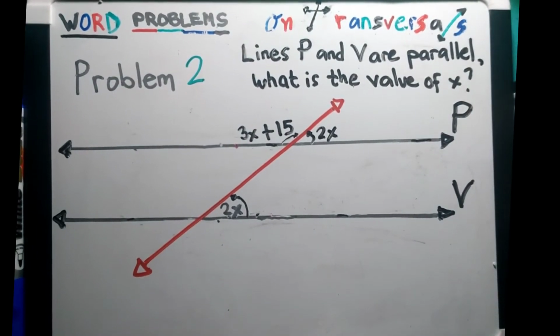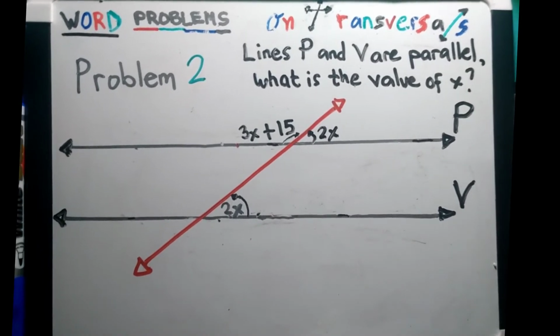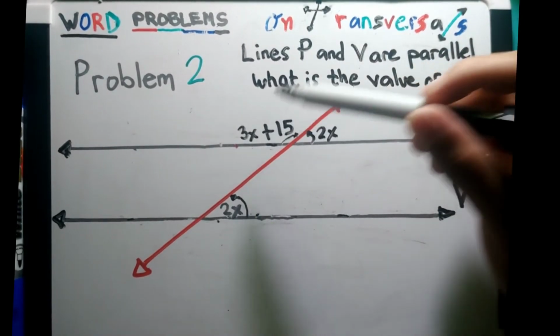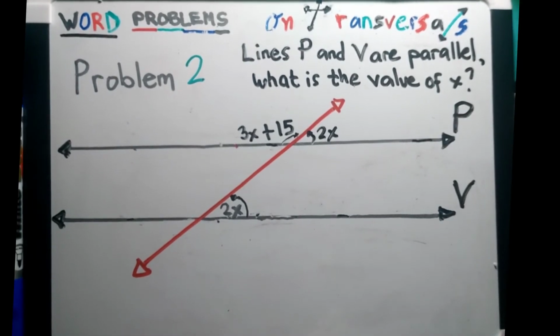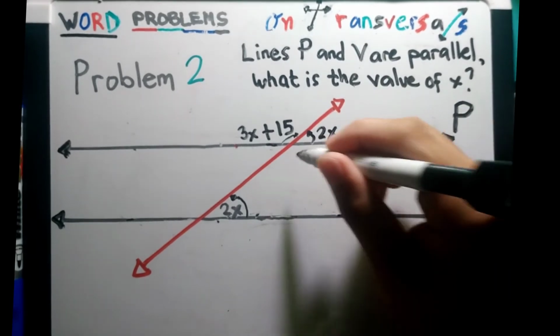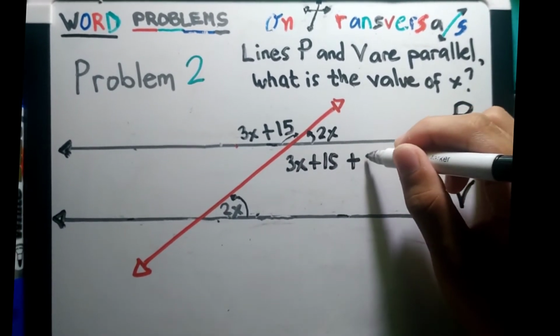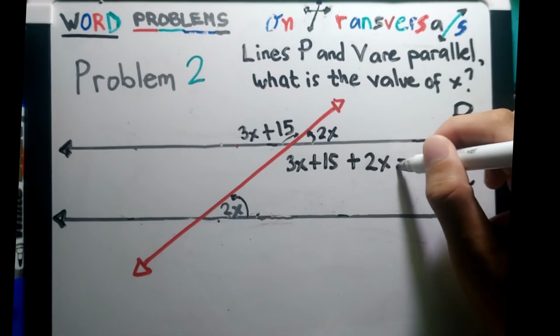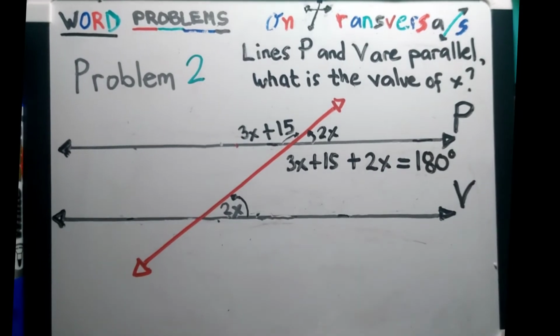In geometry, we are taught that adjacent angles always have a sum of 180 degrees. In other words, if we add these two angles, this must result in a sum of 180 degrees. Let us try to add these two angles. 3x plus 15 plus the second angle 2x equal to 180 degrees. That is our first equation.